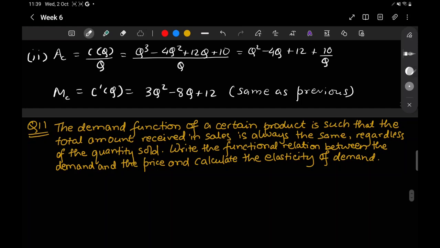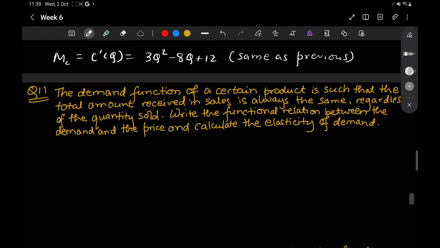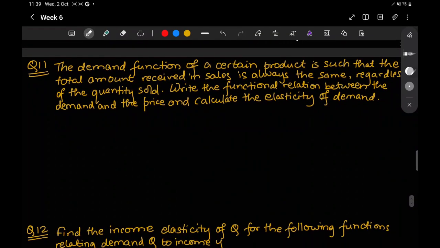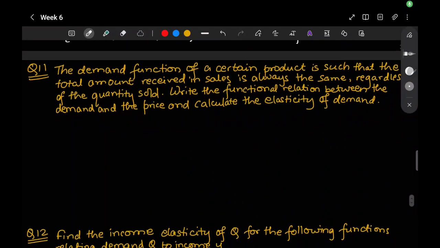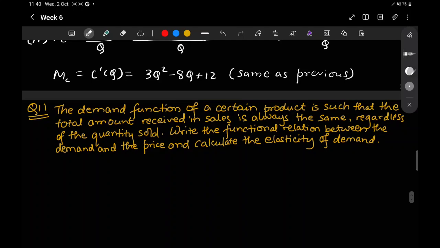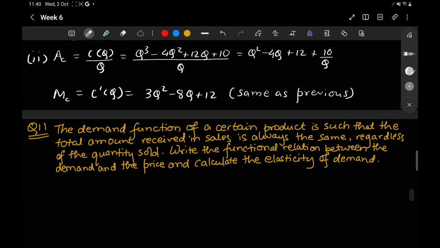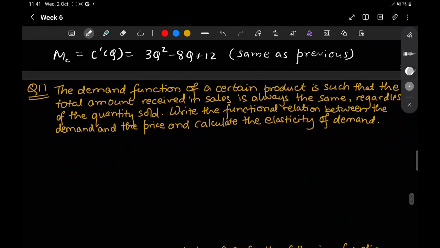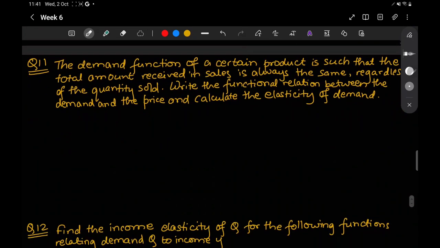Question number 11. The demand function of a certain product is such that the total amount received in sales is always the same, regardless of the quantity sold. Write the functional relation between the demand and the price and calculate the elasticity of demand.